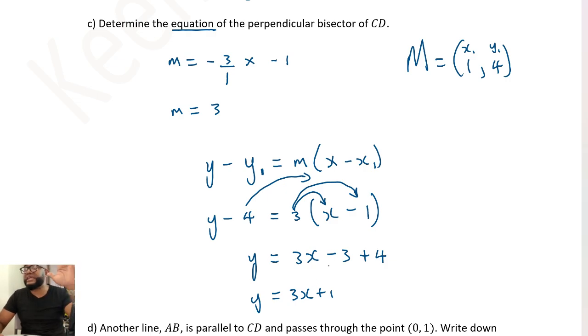The equation of our line is in the form y is equal to mx plus c. Remember what c was? Y-intercept. It's just where the line cuts through the y-axis. So c is your y-intercept.